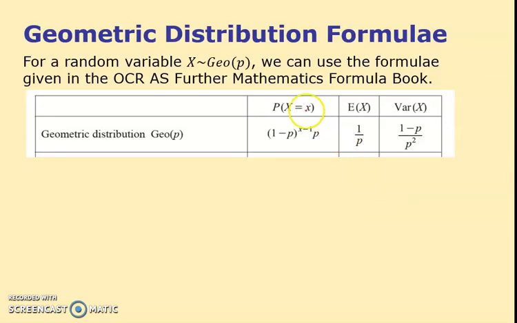Now, look, there is a formula for this. This is in the formula book, the OCR AS Further Maths formula book, and also the A-level formula book. You get all of this. So this comes from this idea that you fail lots of times, but on your last go you get it. So if I want to do it after x goes, I failed x minus 1 times. Now notice there's also these two formulas, one for the expectation and one for the variance, and you will be asked stuff about those as well.